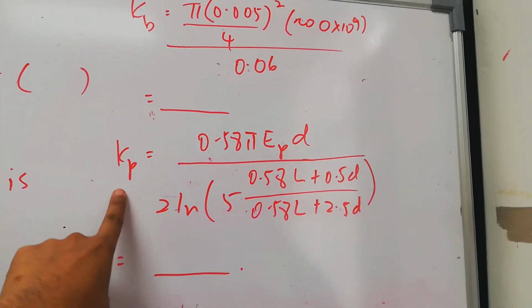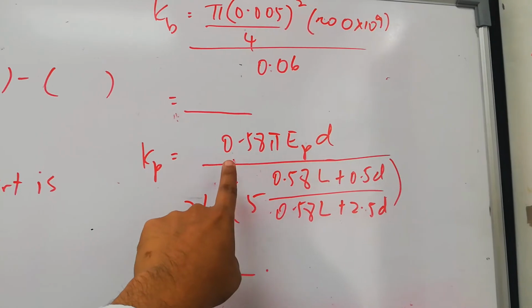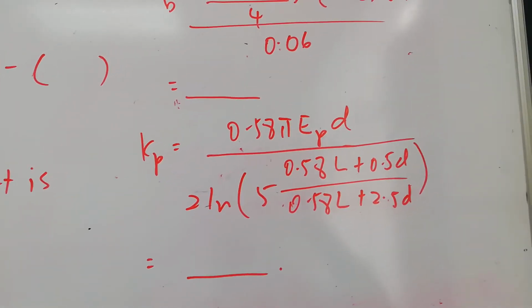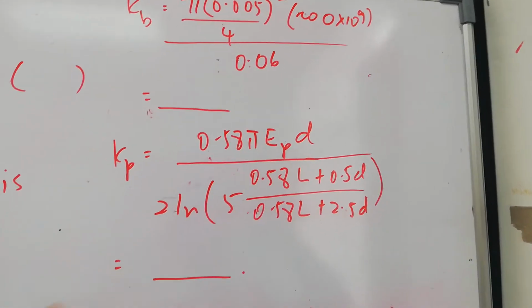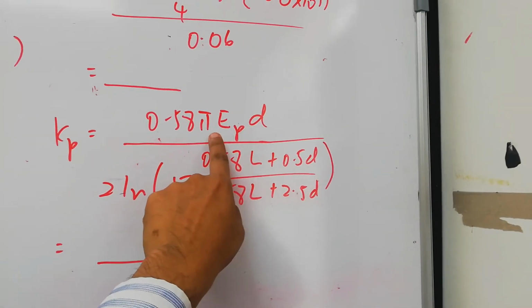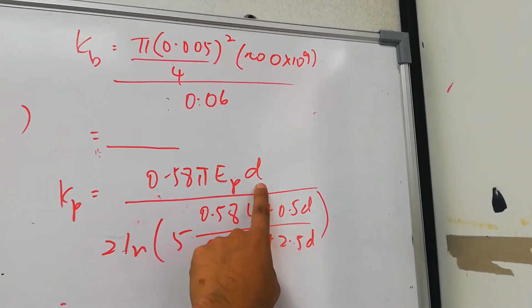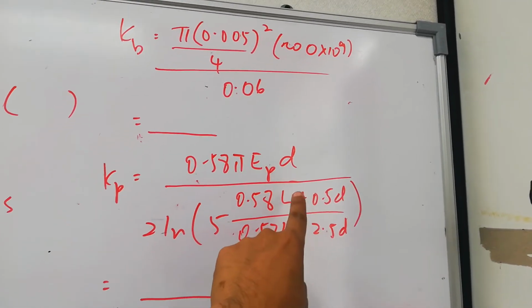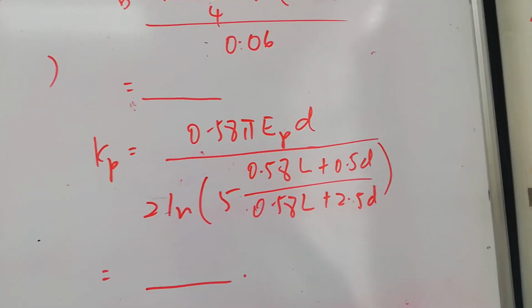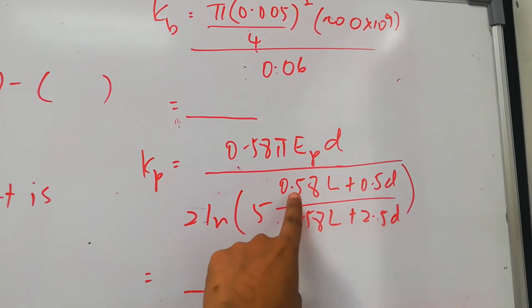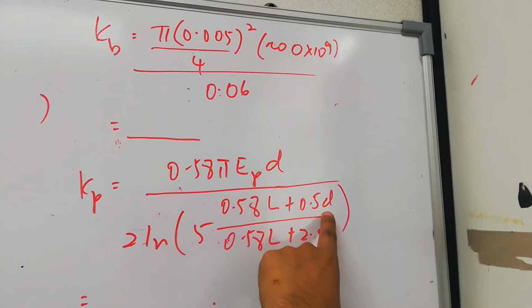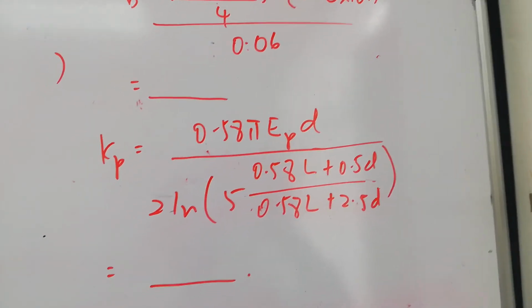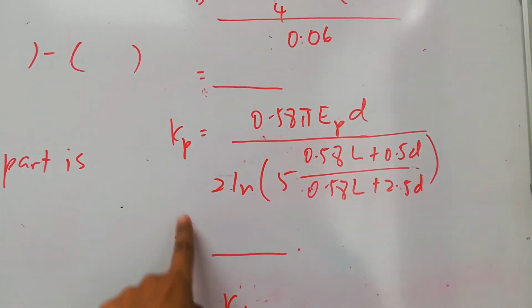Similarly for Kp, this is the formula for Kp, and we just substitute the values. E is the modulus of elasticity of the cast iron, which is 165 gigapascal. Then we substitute here, and d is the diameter of the bolt, which is 0.005 meter or 5 millimeter, with ln 5 and 0.58 L as 0.06. Then we get the new value of Kp.